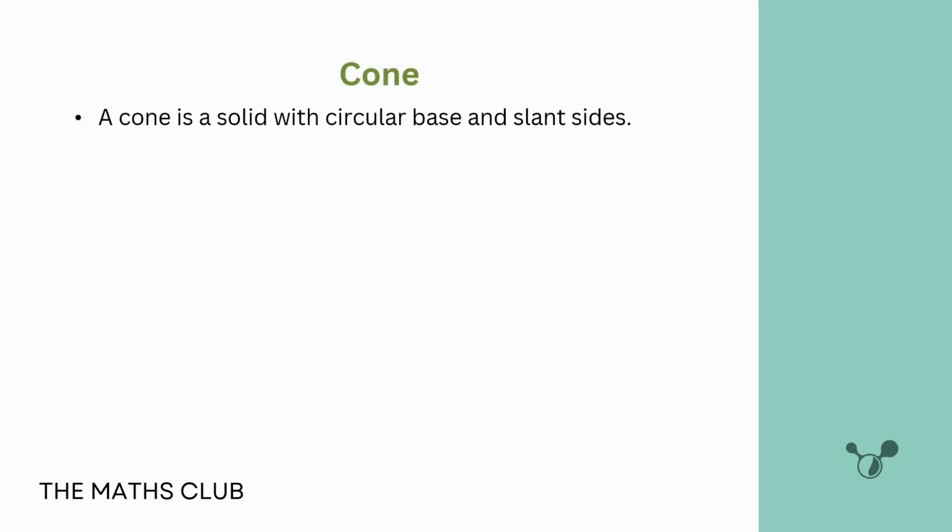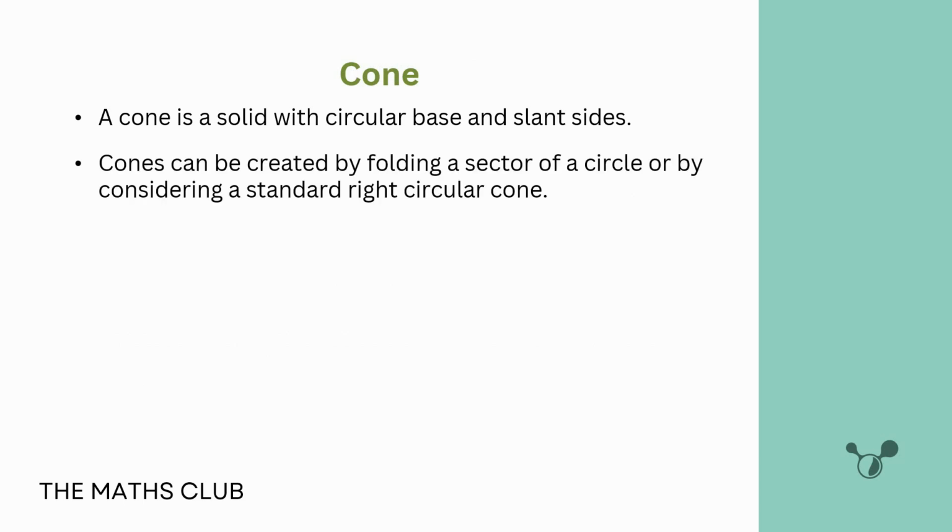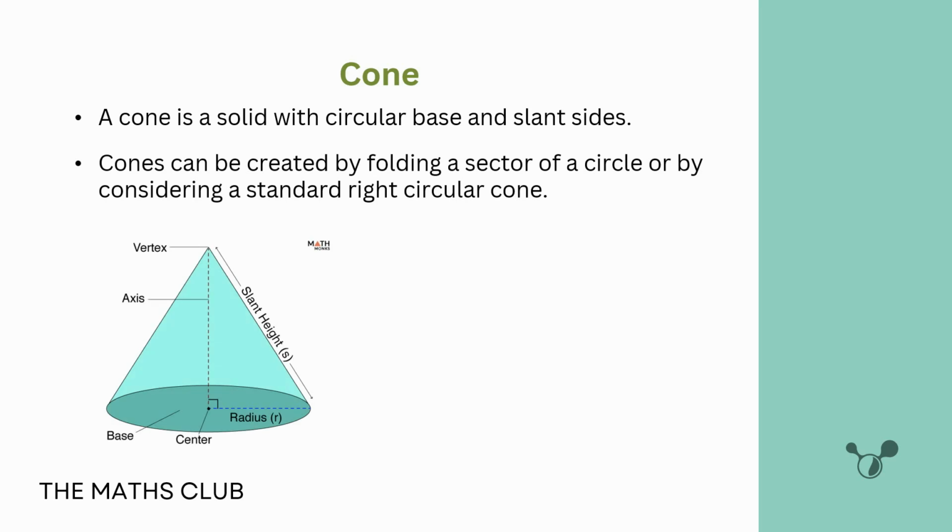So for a cone, what is a cone? It's basically a solid with a circular base and slant sides. It can be created by folding the sector of a circle. You know what a sector is. If you fold it, you can get a cone, or by considering a standard right circular cone. This is basically what the cone looks like. You see the circular base and you see the slant sides, or the slant heights.